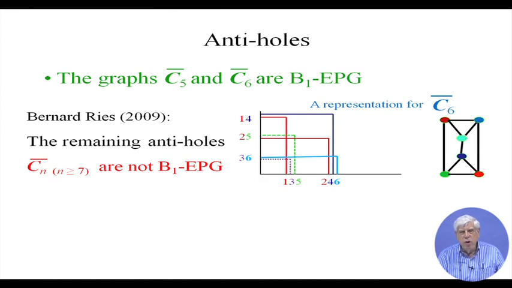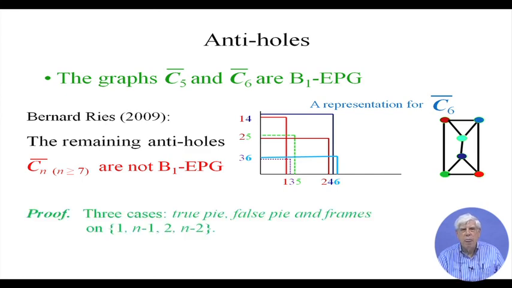Bernard Ries showed that the other antiholes, the larger ones, are not B1 EPG. It's impossible to have Cn bar for n greater than or equal to 7. You could probably work a proof out on that on your own using the characterizations that we've had so far, because Cn bar would have some 4 cycles. There are only a small number of ways of representing those 4 cycles. It's enough constraints for you to build a contradiction. And in fact, that's what his proof does.